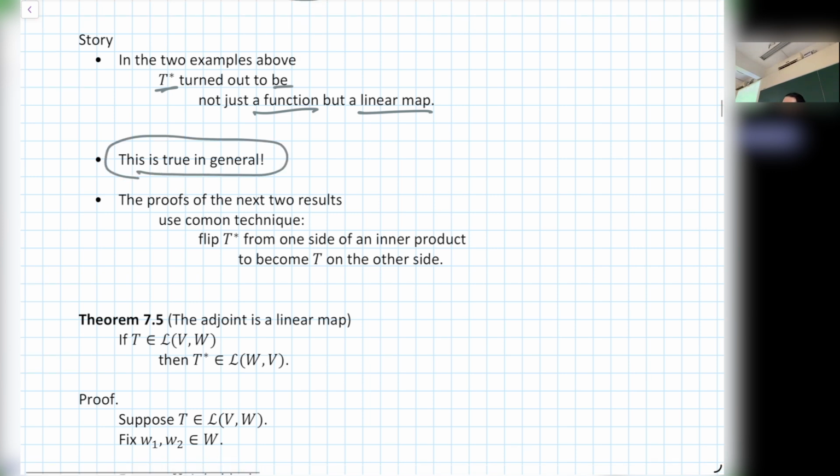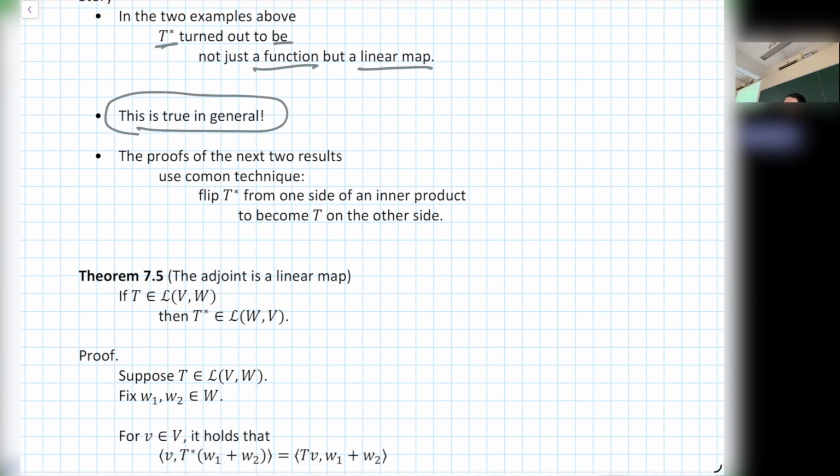Okay. And the proofs in the next two results use a common technique. What we're going to do is move T star from one side of the inner product to the other side. That is just the high level idea of the proofs involving adjoints. Okay? So let's do that.